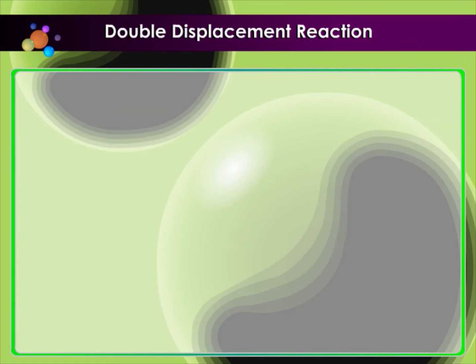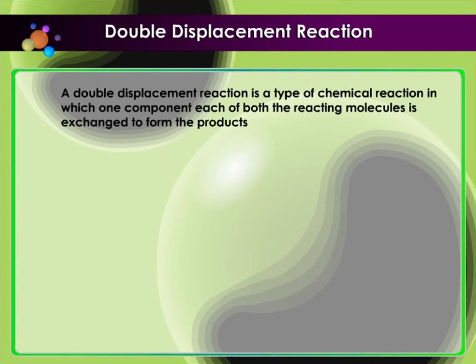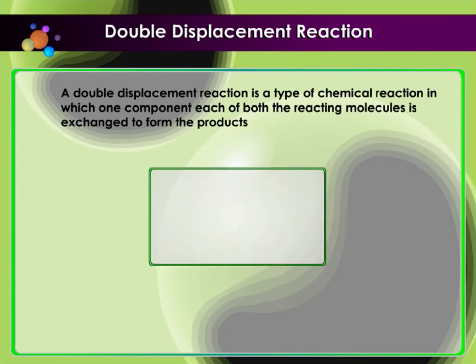After knowing about single displacement reaction, let me tell you about the double displacement reaction. A double displacement reaction is a type of chemical reaction in which one component of each of the two reacting molecules is exchanged to form the products.